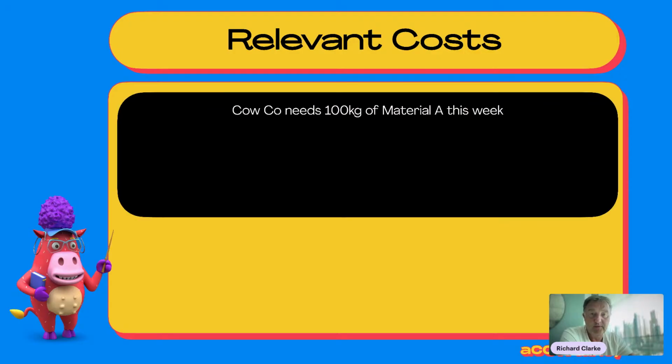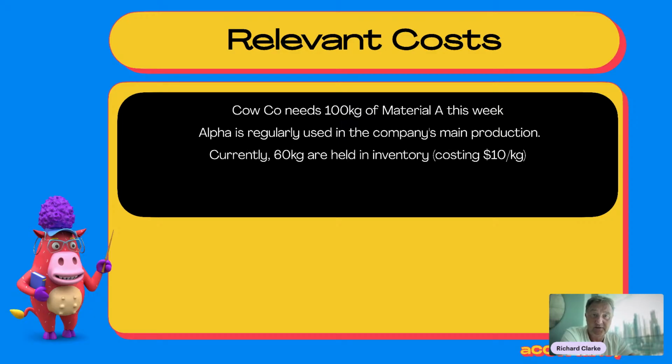Okay, as promised. We need 100 kilograms of material A this week. Material A is material alpha. Alpha is regularly used in the company's main production, so therefore, I've got to buy more, haven't I? Currently, I've got 60 kilos held in stock, but it's regularly used. I'm going to have to buy more anyway.